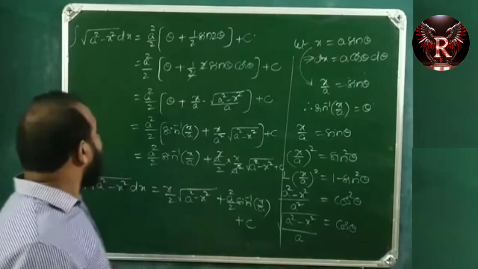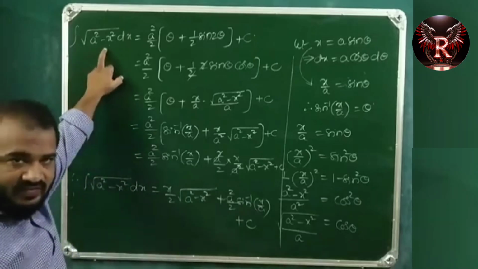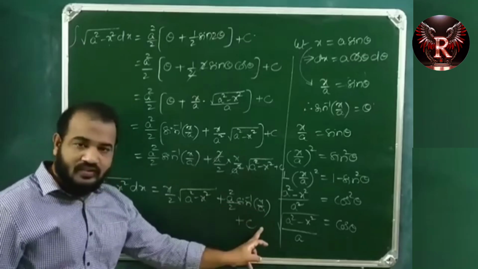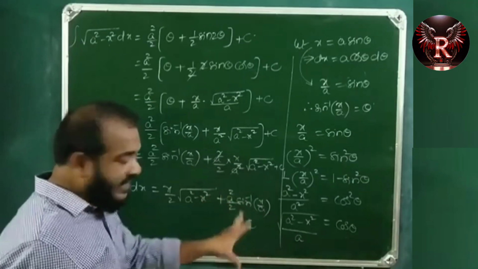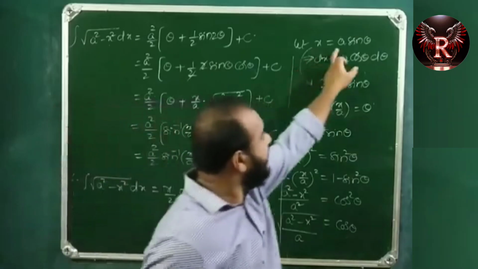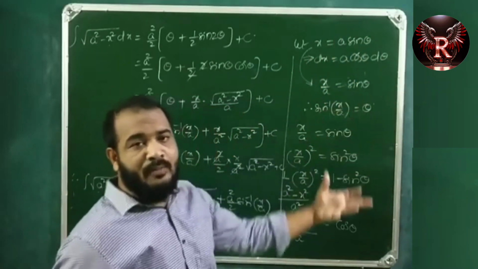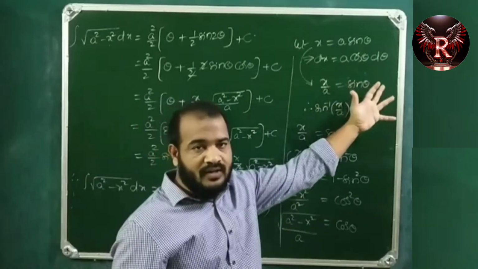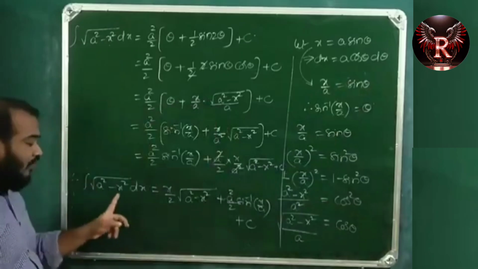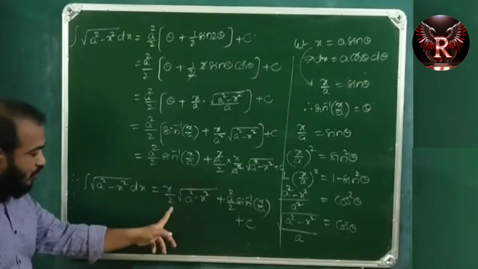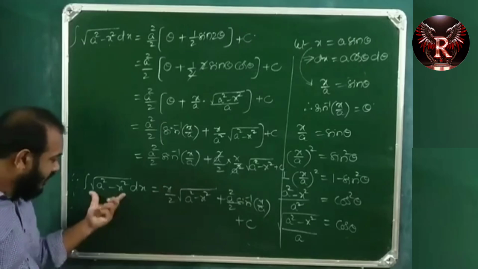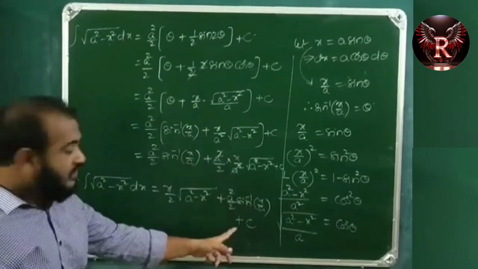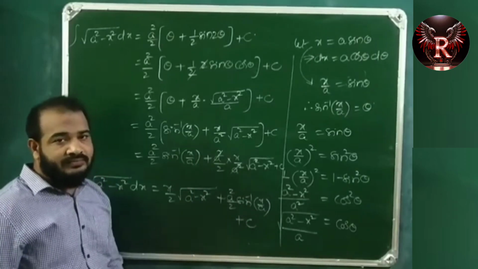Similarly, we can prove that integral root of a square plus x square dx is equal to x by 2 root of a square plus x square plus a square by 2 sinh inverse x by a plus c. To get it, we have to take x is equal to a sinh theta, and whatever hyperbolic trigonometric identities are there have to be applied here. Then we will be getting integral root of a square plus x square dx is equal to x by 2 root of a square plus x square plus a square by 2 sinh inverse x by a plus c.